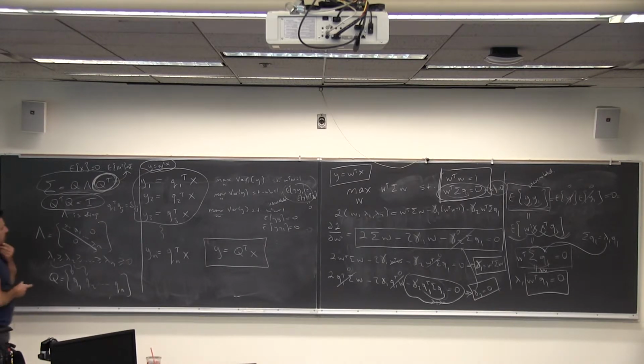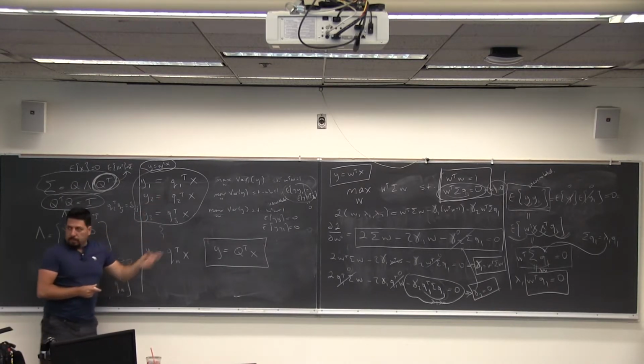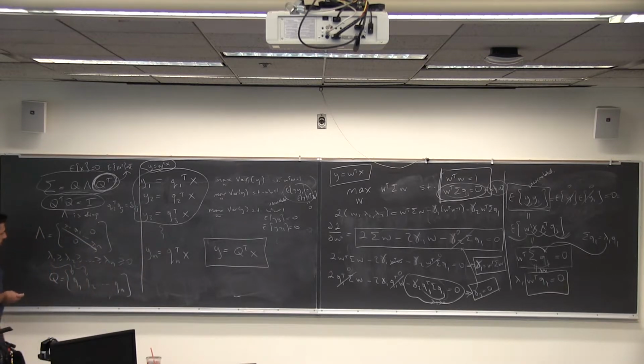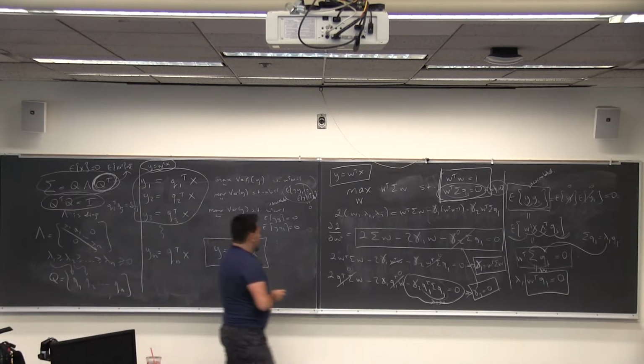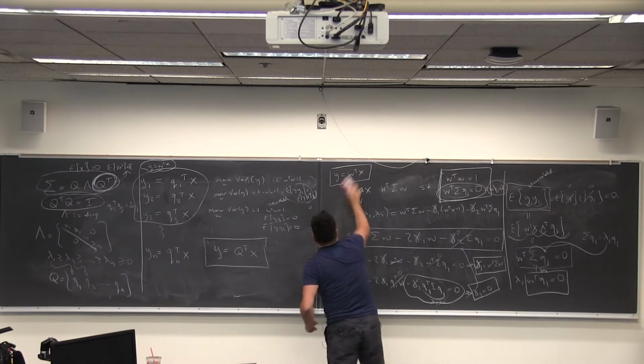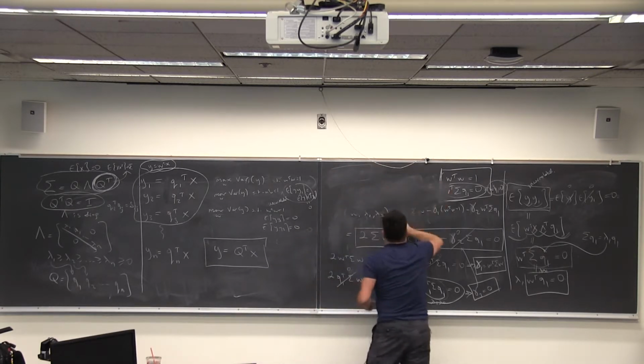So how do you decide how many of these to keep? My goal was to do dimension reduction. Let's look at the variance captured.